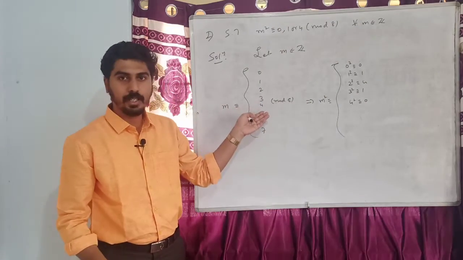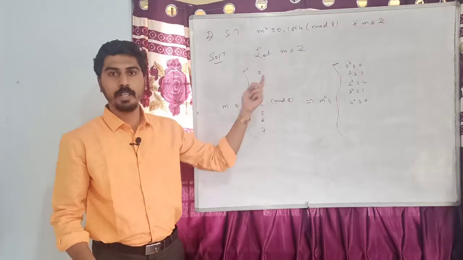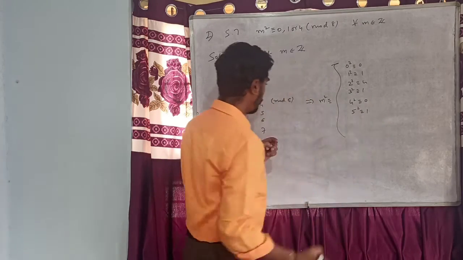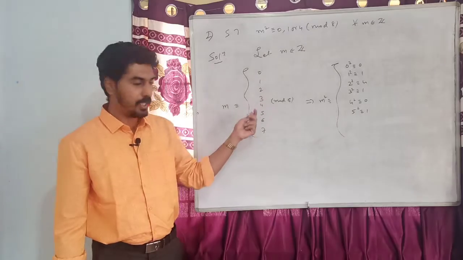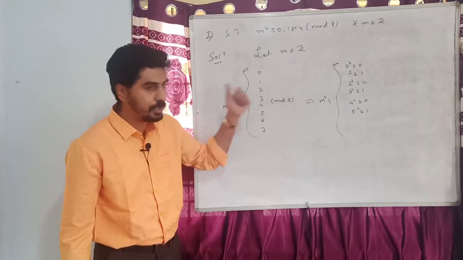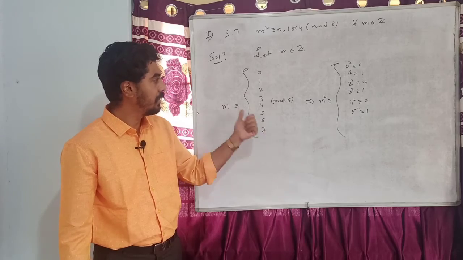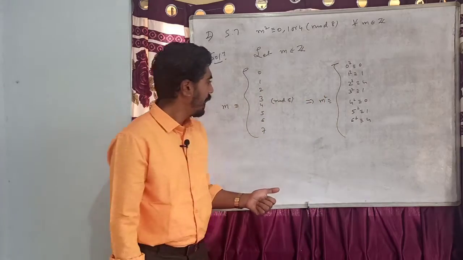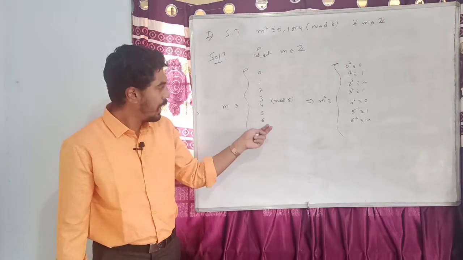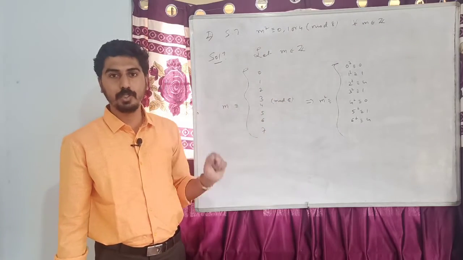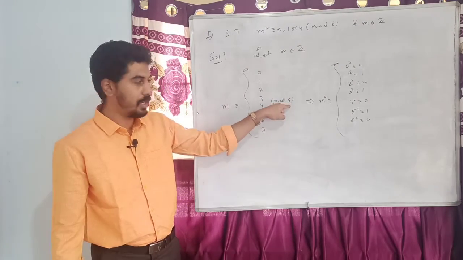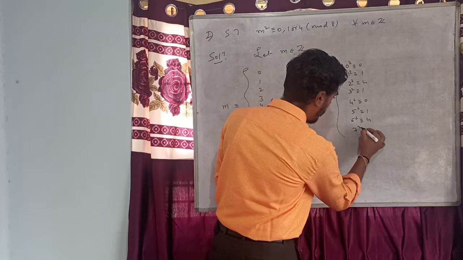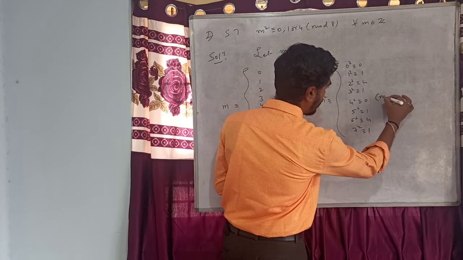5 square, which is 25, when I divide 25 by 8, I get the remainder as 1, therefore 5 square is congruent to 1 modulo 8. And when I find out 6 square, we get 36. When I divide 36 by 8, I get the remainder as 4. 6 square is congruent to 4 modulo 8. And finally, when I find out 7 square, which is 49, when I divide 49 by 8, I get the remainder as 1. Because 48 is a multiple of 8, 49 minus 48, which is 1, therefore 7 square is congruent to 1 modulo 8.